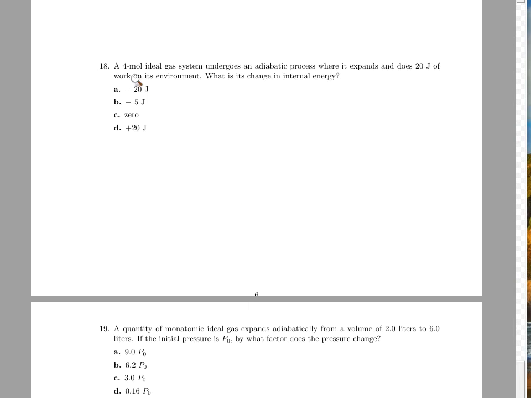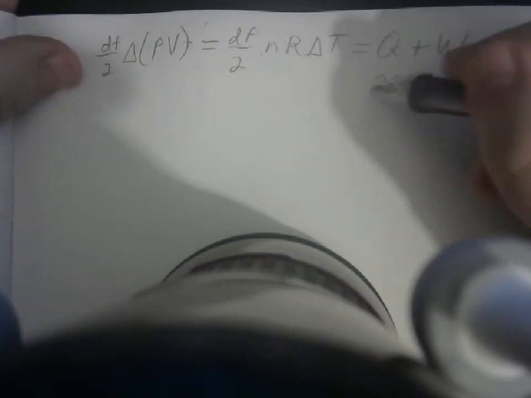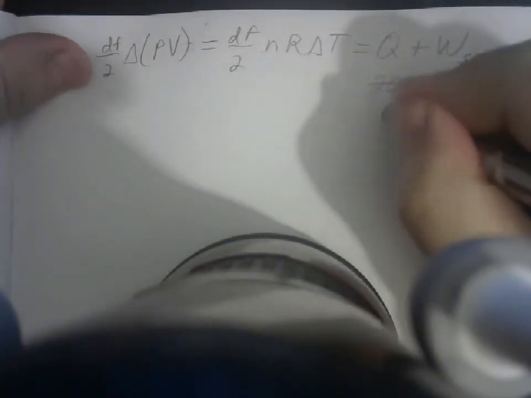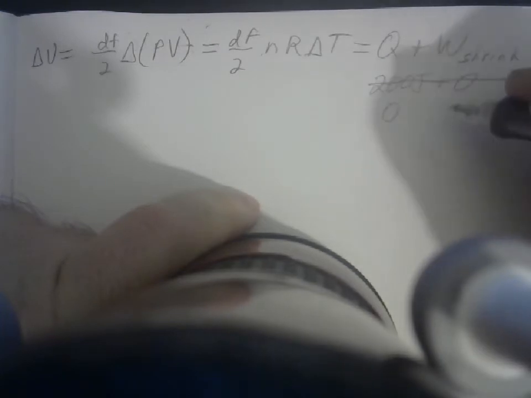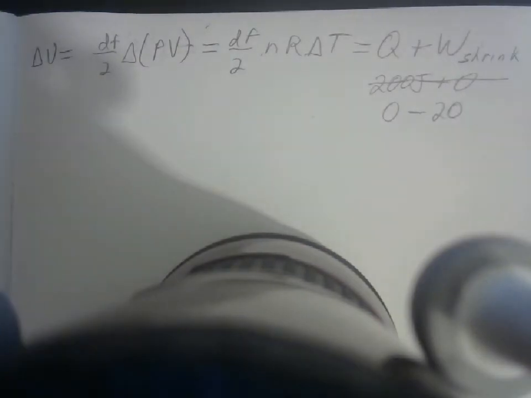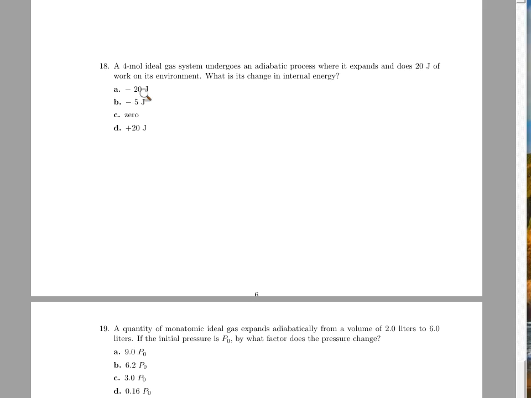Number 18, a 4-mole ideal gas system undergoes an adiabatic process where it expands and does 20 joules of work on its environment. What is its change in internal energy? Here we have an adiabatic process. In an adiabatic process, we'll say the heat exchanged is 0. And the work done in shrinking the gas here does work on the environment, so that is going to be minus 20 because it's growing. And so our delta U is minus 20. So that is answer A.